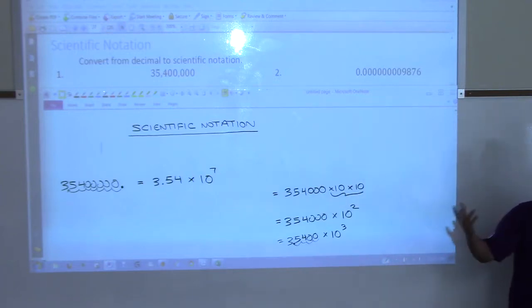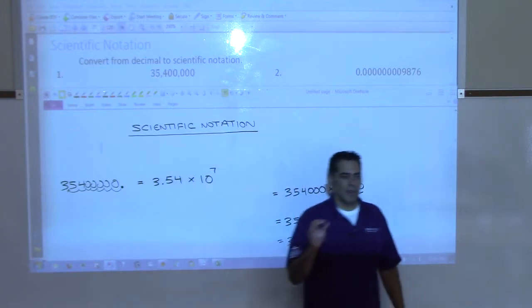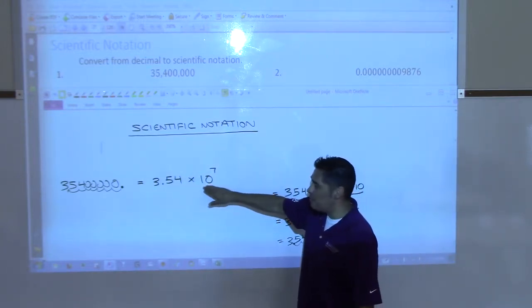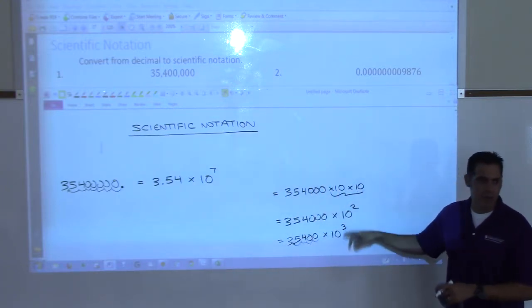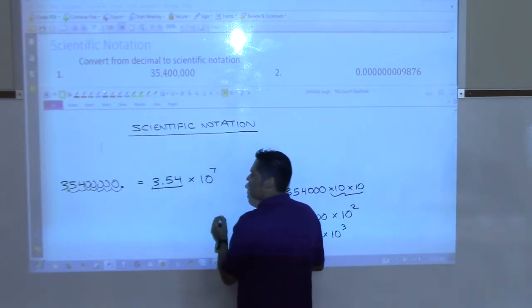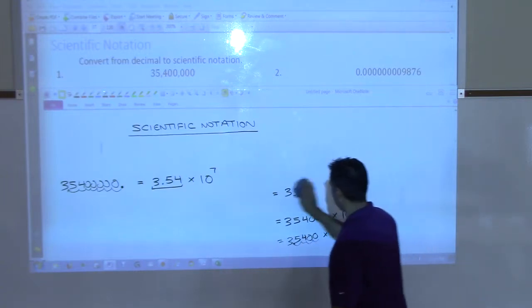I mean, I could have just started by just telling you that. Look, if we want to rewrite it, we just move it 7 places and then say times 10 to the 7th. But I'm trying to get you to understand that this right here is just doing this process of dividing and multiplying over and over until we get a clean number like this, times 10 to some power. So let's do the next one.